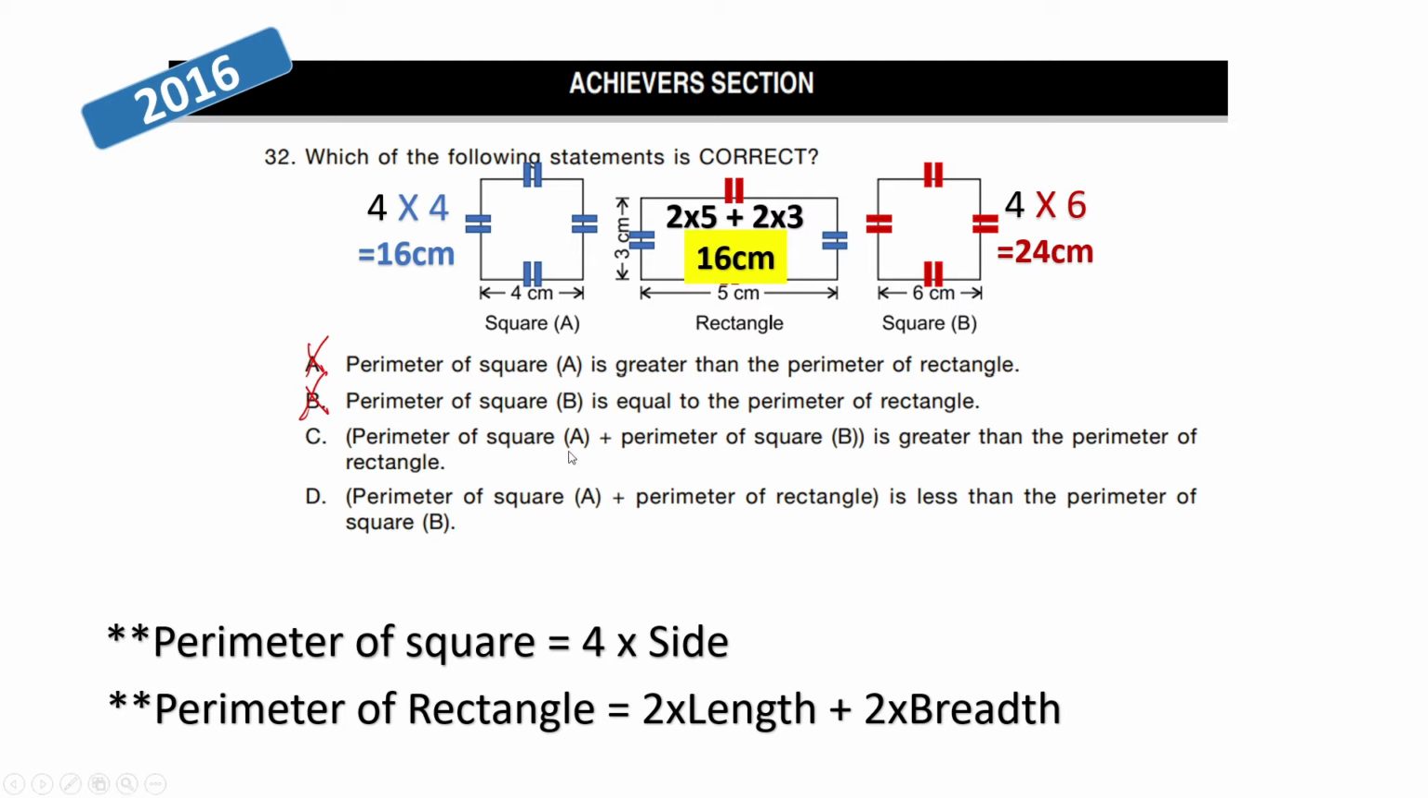C says perimeter of square A plus perimeter of square B, which is equal to 16 plus 24, which is equal to 40. Now this 40 centimeter they are saying is greater than perimeter of rectangle, which is 16. So 40 is greater than 16 centimeter. So this is the right statement. And D, which says perimeter of square A plus perimeter of rectangle is less than perimeter of square B. Well, this is wrong because the sum of the two perimeters are more. So that's how we get our right answer to be option C.